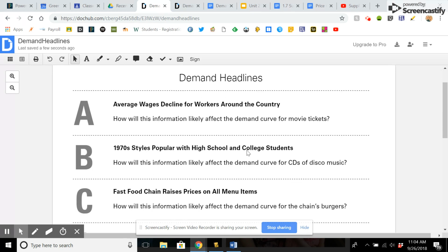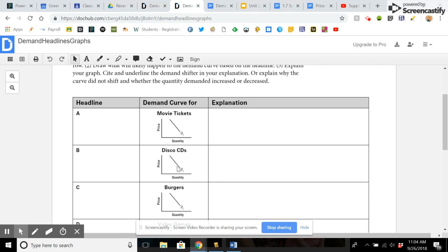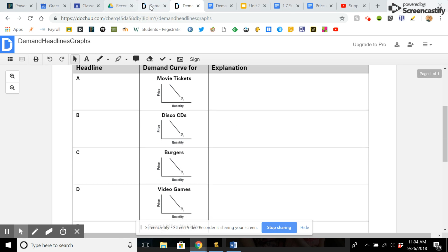1970s styles popular with high school and college students. How will this information affect the demand curve for CDs of disco music? All right, disco is 70s, right? So if 70s are popular, then what's going to happen to the demand curve? It's going to go out. There's going to be more demand. More people want them, right? And what's the explanation? What's the shifter? It's consumer taste. People like it, therefore the demand goes up.